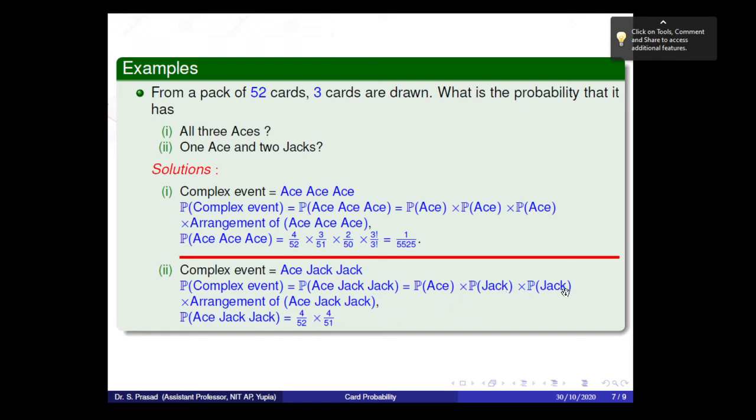Now we write the probability of jack here. One jack is filled, and the remaining 3 jacks are there, so we write 3 by 50. After that we write the arrangement of ace, jack, jack, which is 3 factorial upon 2 factorial. Why 2 factorial? Because jack is repeated 2 times. So this is the answer for this question: 6 by 5525.